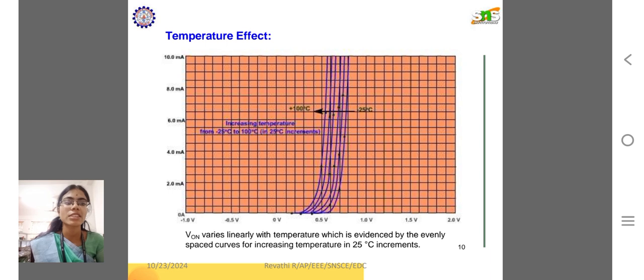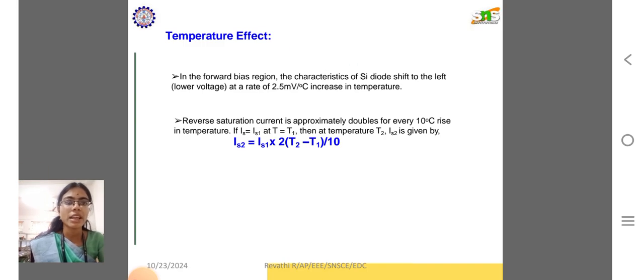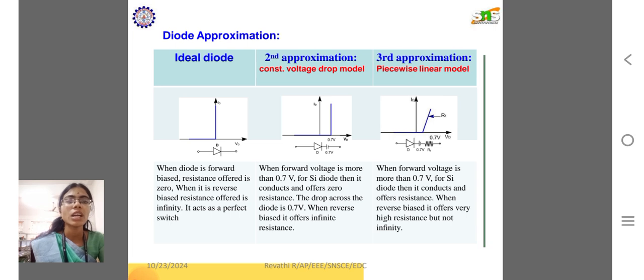Temperature effect on the PN junction diode. V on varies linearly with temperature, which is evidenced by the evenly spaced curves for increasing temperature in 25 degrees Celsius increments. In the forward bias region, the characteristics of a silicon diode shift to the left at the rate of 2.5 millivolts per degree Celsius increase in temperature. Regarding the diode approximation, when the diode is forward biased, the resistance offered is 0. When it is reverse biased, the resistance offered is infinity. It acts as a perfect switch.